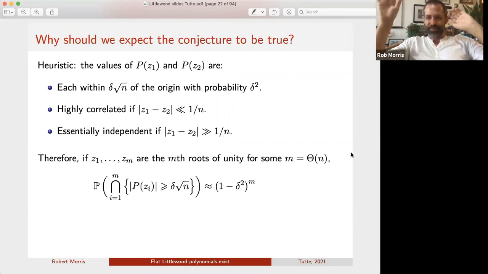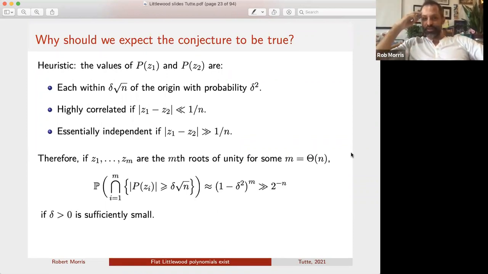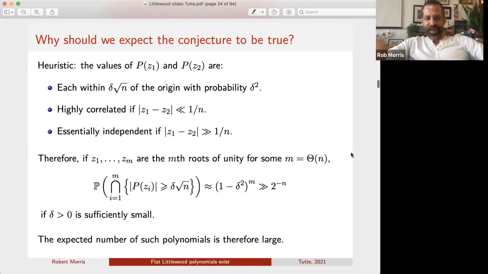You might hope, since they're almost independent except for the ones very close together, to prove this probability is roughly (1 minus delta squared) to the m. And if delta is small, this is much bigger than 2 to the minus n, because m is of order n. So if delta is a very small constant, and m is a constant times n, and if this intuition is roughly correct, then the expected number of flat Littlewood polynomials should be large, right? It should actually be exponentially large.